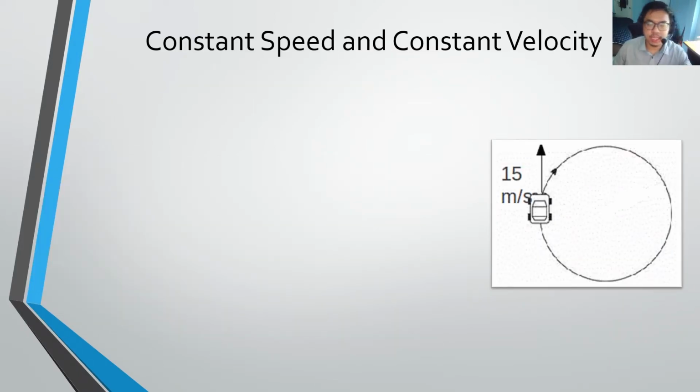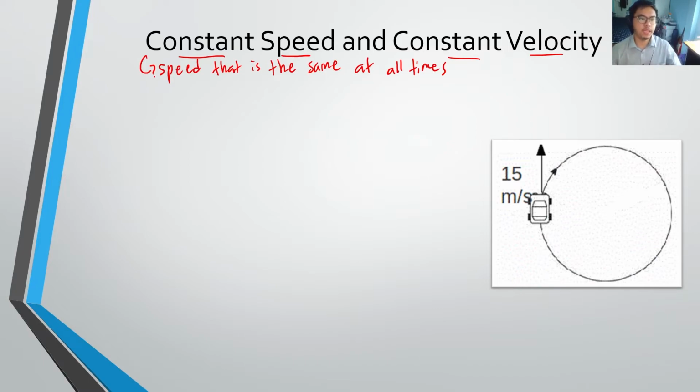Now, because speed and velocity are almost the same, but slightly different, you need to understand what we mean when we say constant speed and constant velocity. So constant speed means that speed that is the same at all times. Let's say you are driving at 50 kilometers per hour until you reach your destination. That means you are driving at constant speed. Your speed doesn't change. It just maintains at that speed. Okay, so that's what we mean by constant speed.